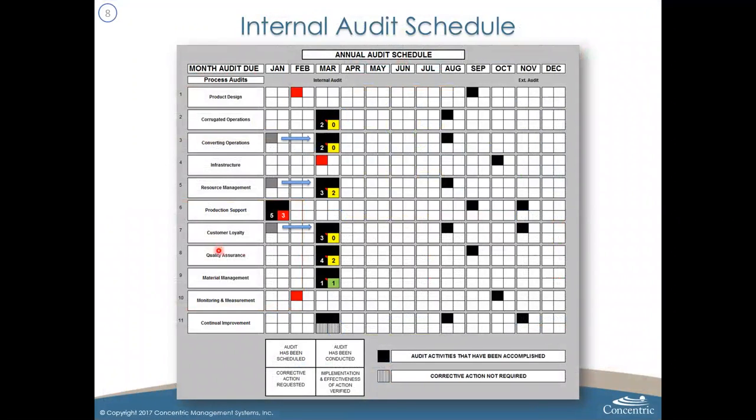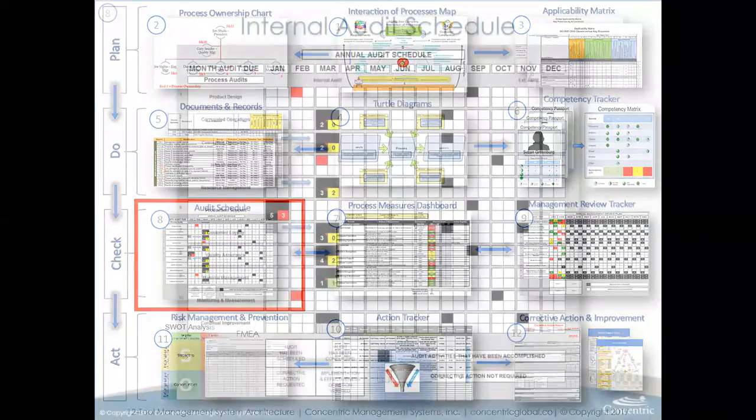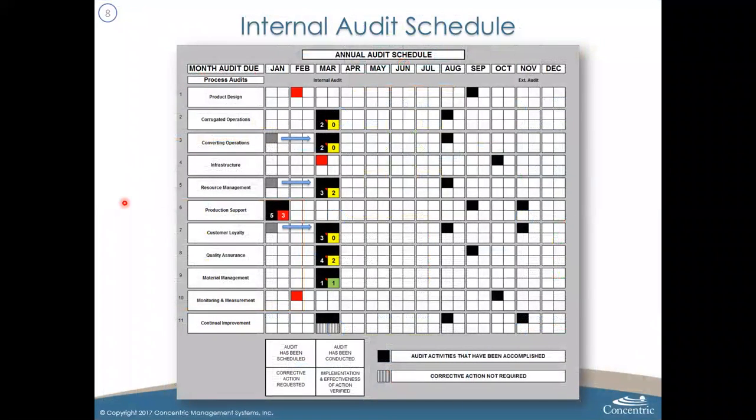So, for example, if your process measures dashboard is showing that you're doing a horrible job as it relates to infrastructure, then perhaps you don't want to wait until October to audit infrastructure. If your metrics are showing poor performance, then you need to bump that up. So there should be alignment between your process measures dashboard, your yellows and your reds, and the frequency and schedule of your auditing activity. So that's point number one.